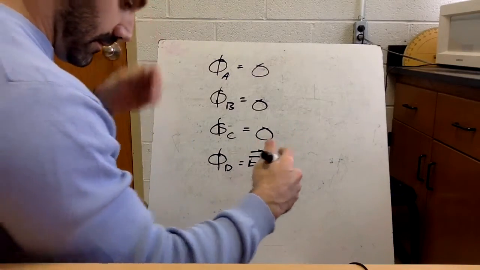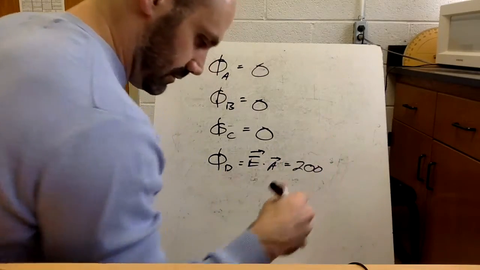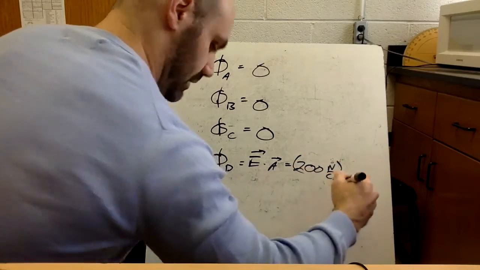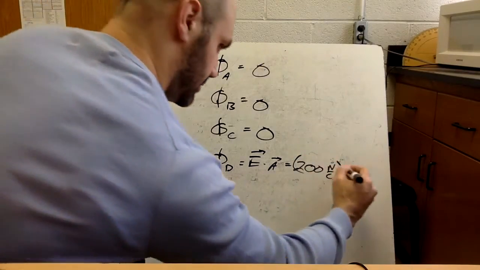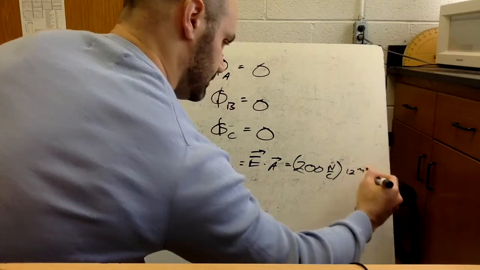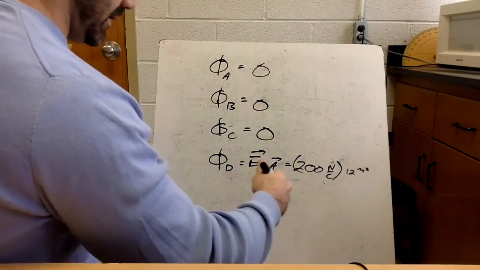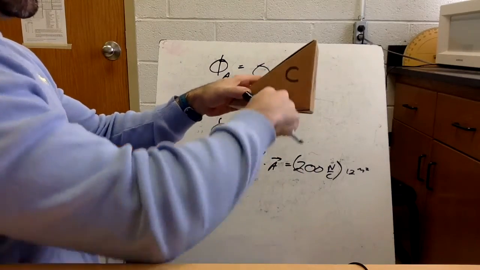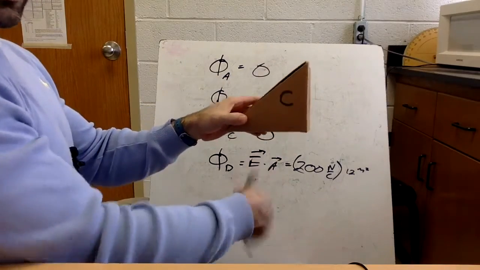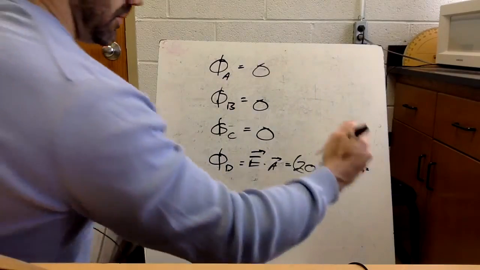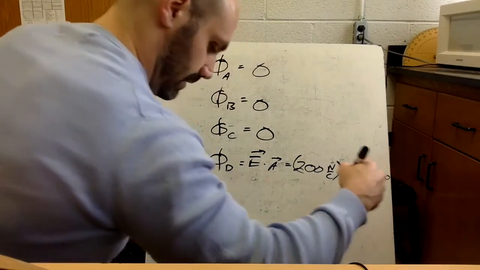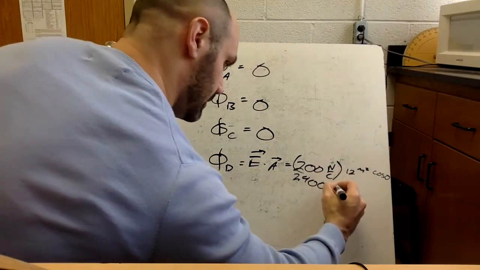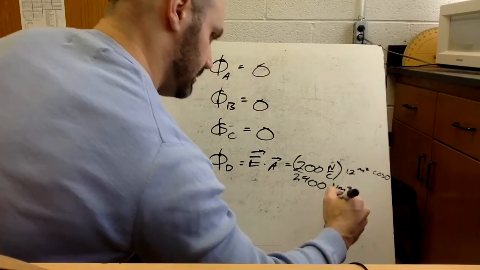So that's going to be, it's 200 newtons per coulomb is the electric field, it says there at the top of the page. And the area vector is 12 meters squared. Right. And the angle between these two is 0, right? This vector is pointing straight down, and the field vector is pointing straight down. So they're both parallel to each other. So cosine of 0. And we end up here with 2,400 Newton meters squared per coulomb.